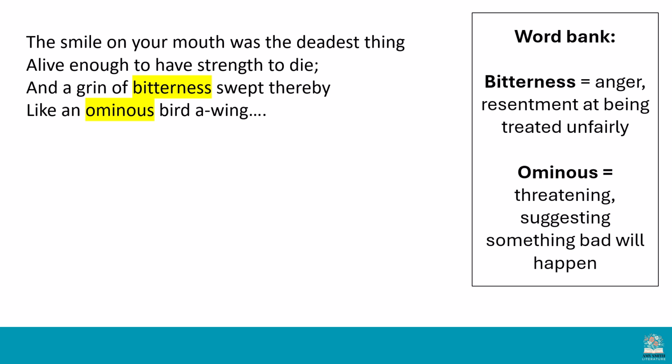And then the final line in this stanza, an ominous bird a wing. So ominous means something really threatening. So whilst we would normally associate birds with freedom and escape and transcending kind of difficulties in life, this particular bird is ominous. It's suggesting that something bad is going to happen, which it is because they're breaking up.